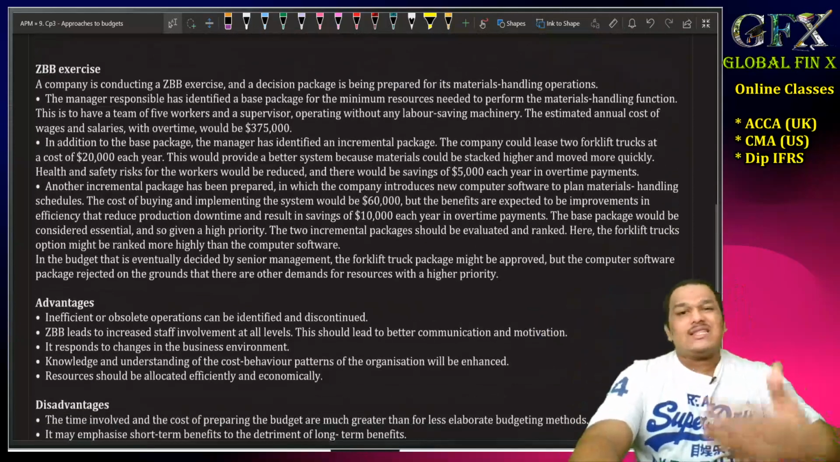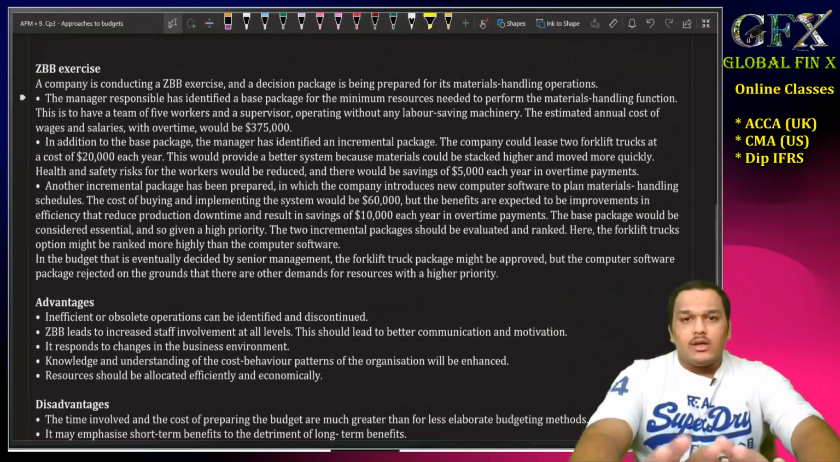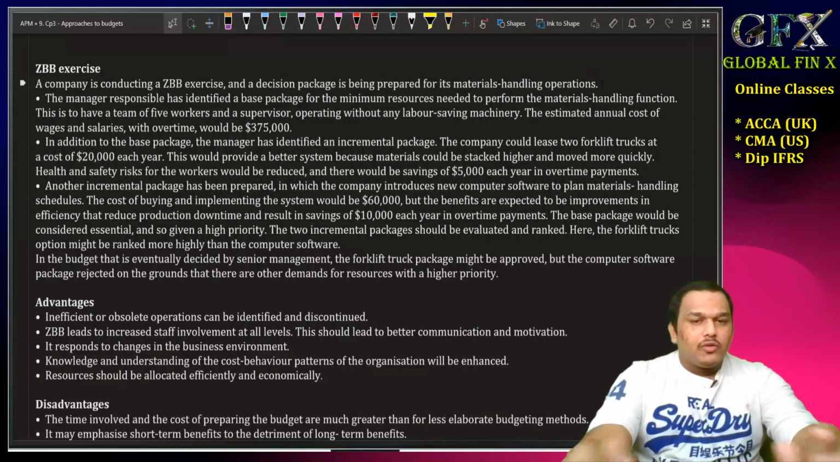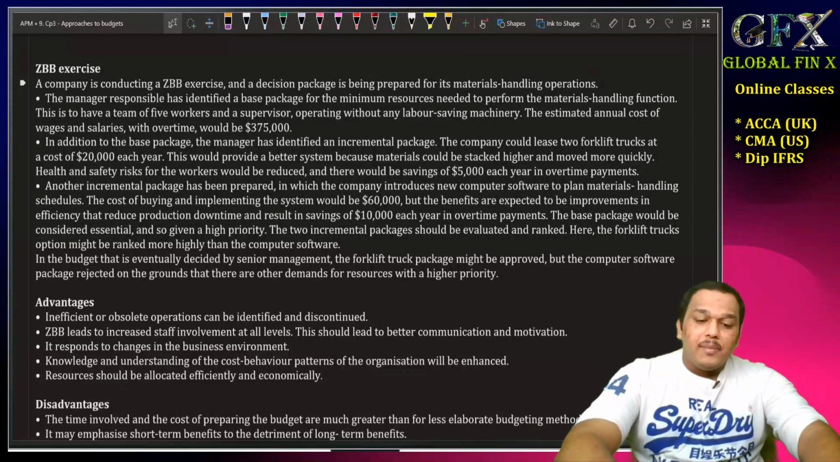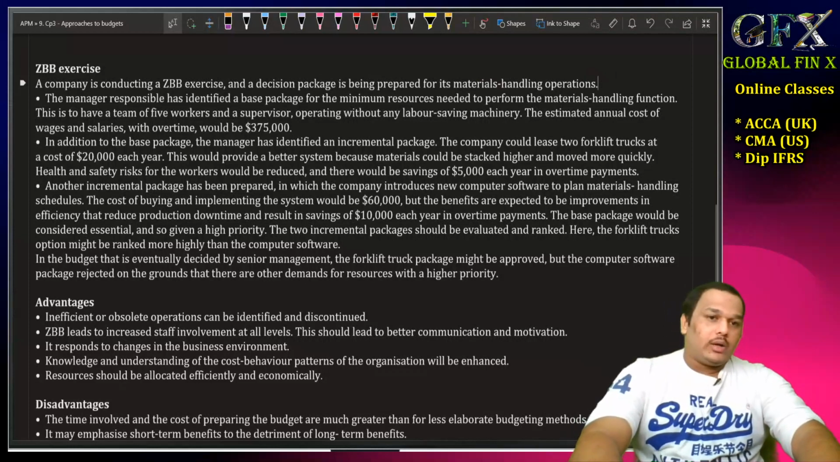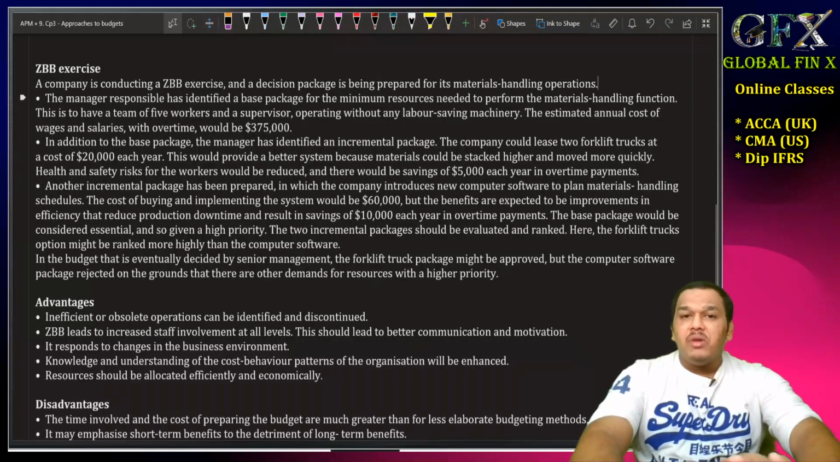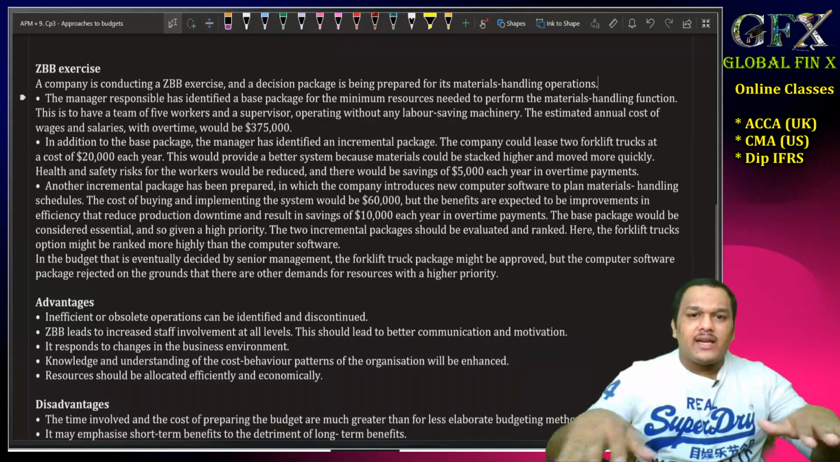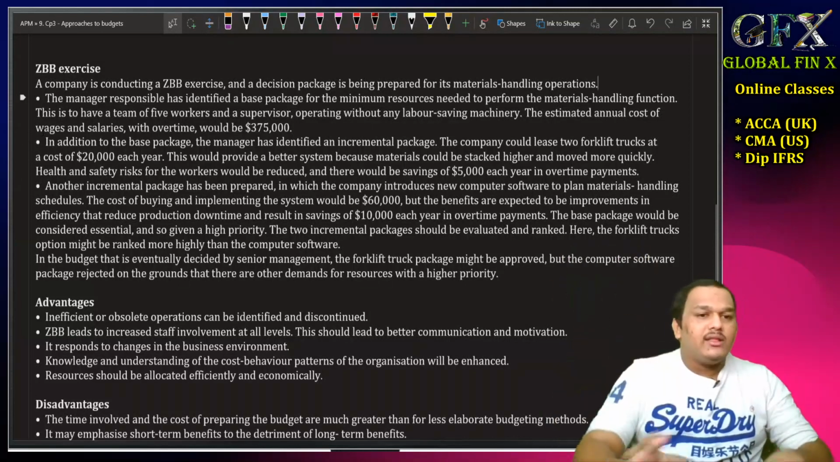Now, sir, just as an example, how does zero-based budgeting work? See, a company is conducting a zero-based exercise and a decision package is being prepared for its material handling operations. So for what are we preparing the budget? For material handling. Okay. The manager responsible has identified a base package for the minimum resources needed to perform the material handling function. So bare minimum, the base package. Then we can add incremental if required in the future.